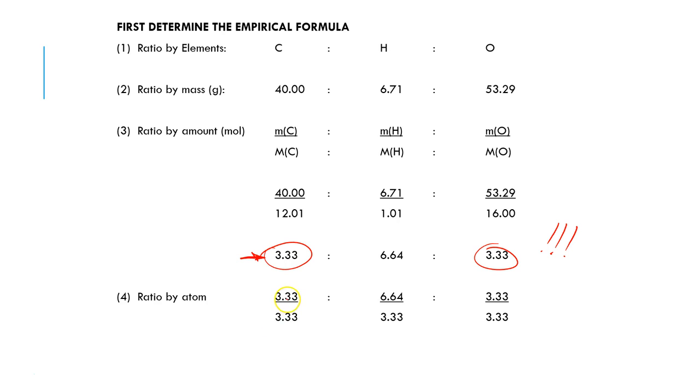Okay, so we get 3.33 divided by 3.33, which is going to be 1, and get rid of that pesky 3.33. 6.64 is going to be 2 and 1, and we can see here we've gotten rid of those pesky hangovers, so we're not multiplying by anything, we're just keeping it at CH2O. Okay, so that's our empirical formula. Now if we think back to the question, we had to find the molecular formula. It gave us the molar mass, so let's move on.